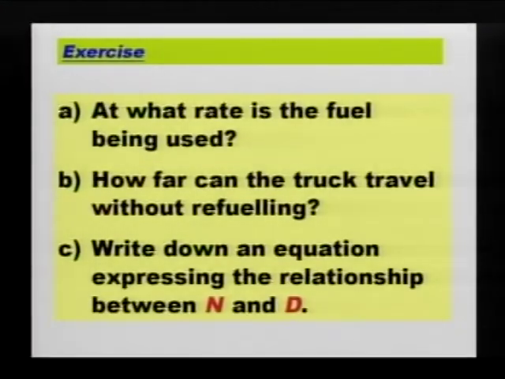Question A reads, at what rate is the fuel being used? B, how far can the truck travel without refueling? C, write down an equation expressing the relationship between n and d.